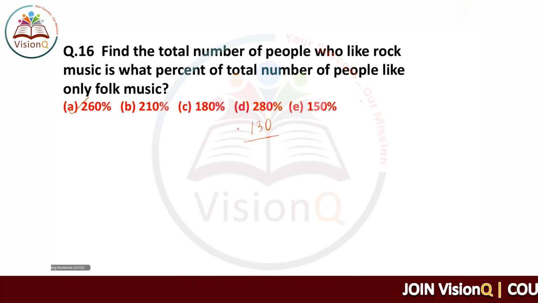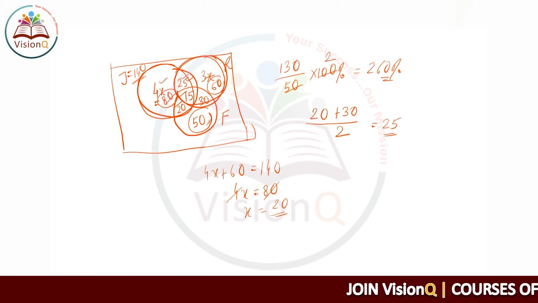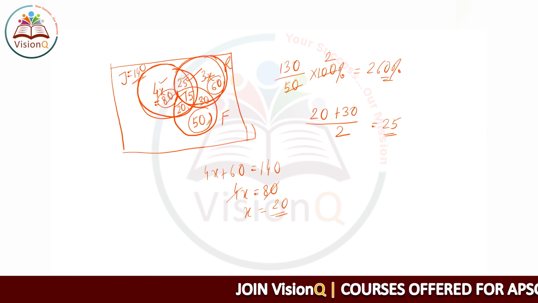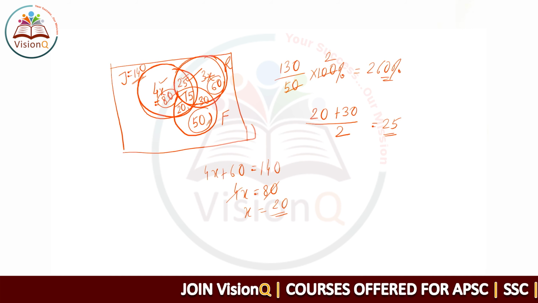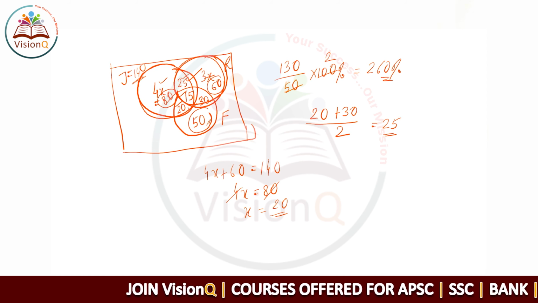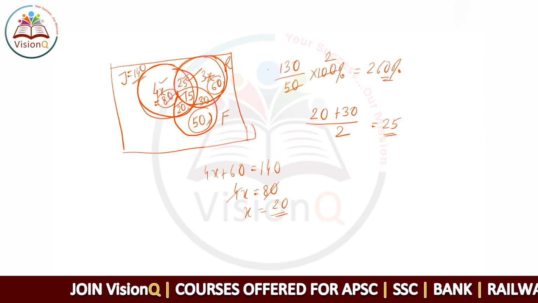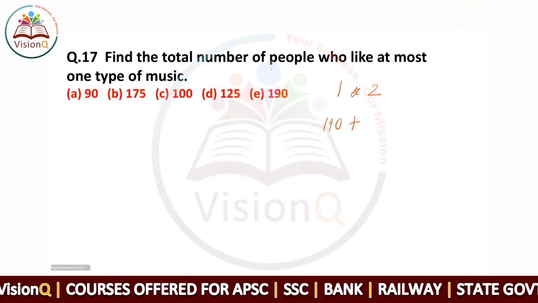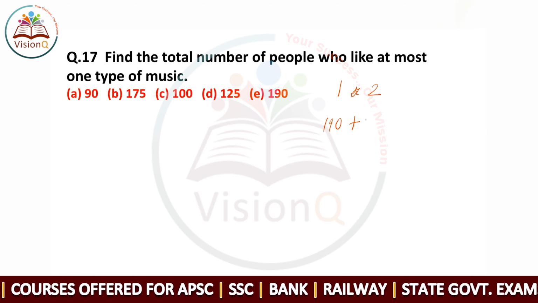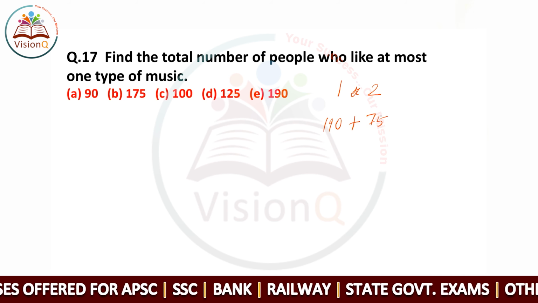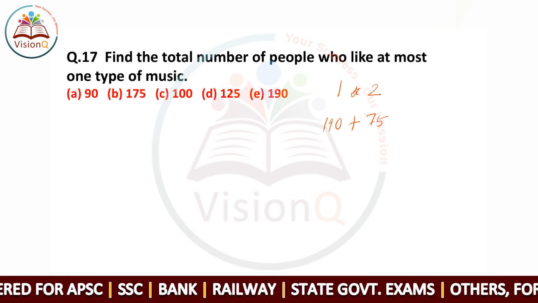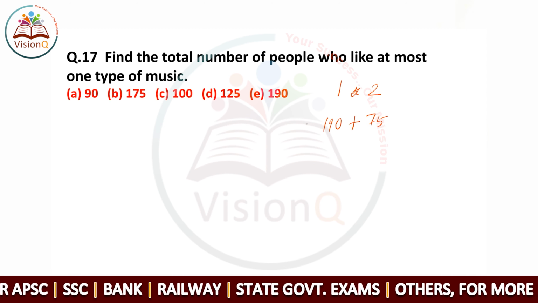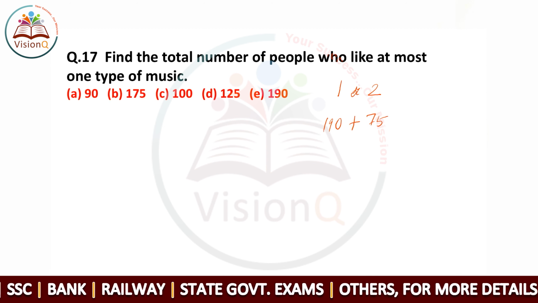How many people like two music? 25, 20 and 30. I have to add these values. 25 plus 20 plus 30 is how much? 75. Isn't it? 25 plus 20 is 45. 45 plus 30 is 75. So 190 plus 75. So total number of people who like at most one music.